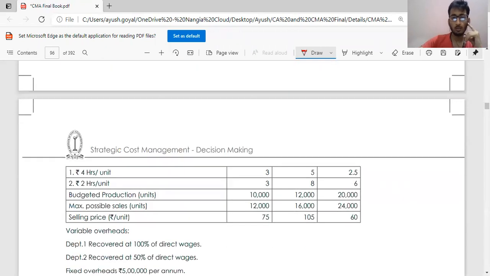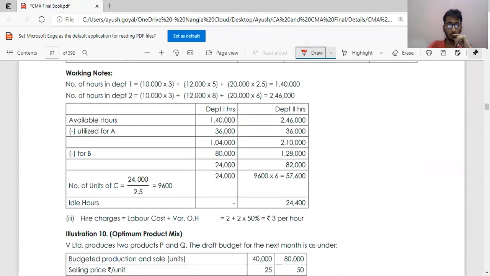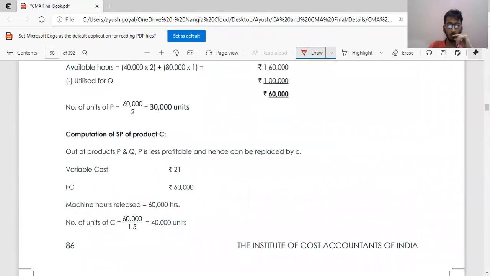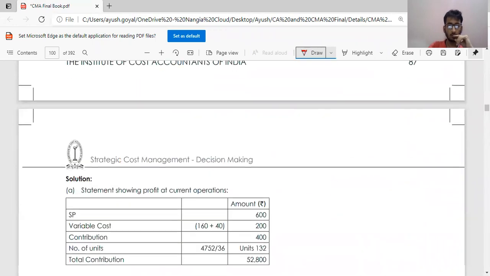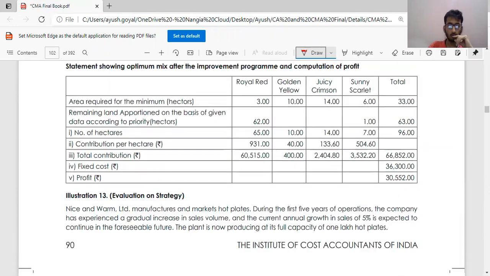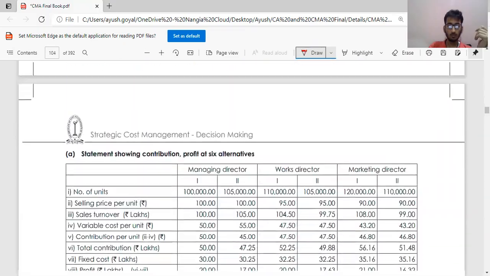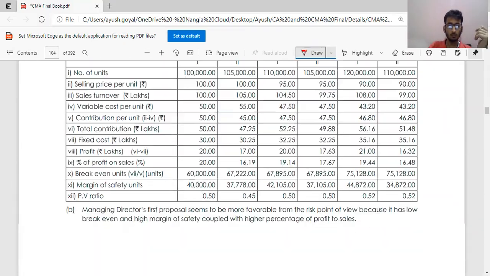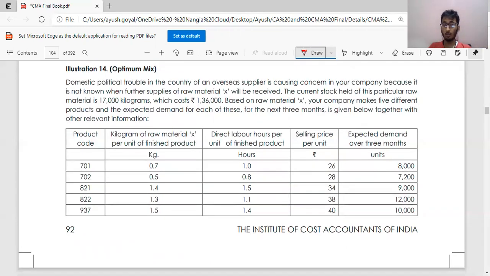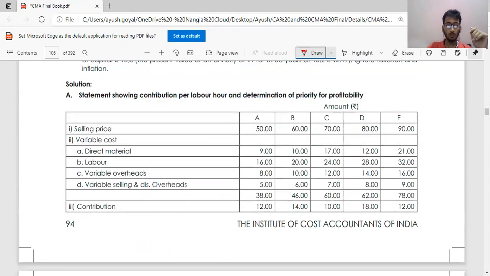The optimum product mix, it is related to decision making. Optimum product mix, again, decision making. Make or buy is decision making. Evaluation of strategy, homework. Again, I'm saying I'm giving a lot of homework, but if you face any problem, let me know. Optimum mix would again be decision making.